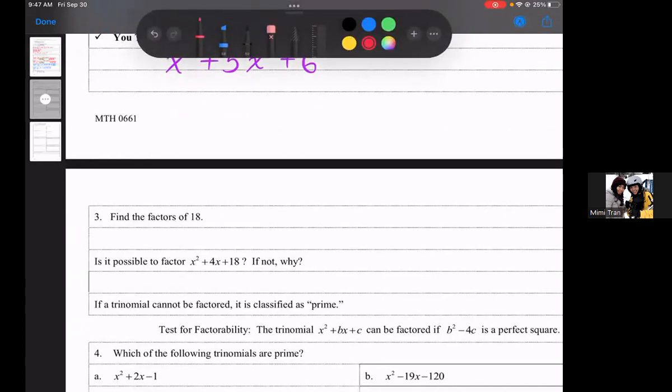For me, when I think of an even number, I start with two. I always do, right? So 2 and 9, let's say 2 times 9. What else? Elaine, say 3 and 6. 3 and 6. What else? Is that it? How about 1 and 18? Right, 1 and 18.